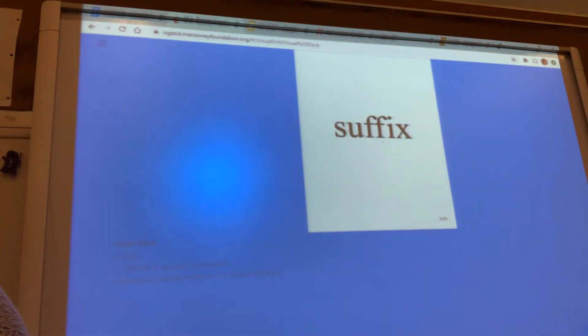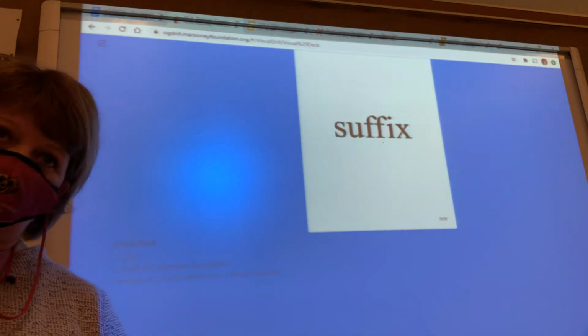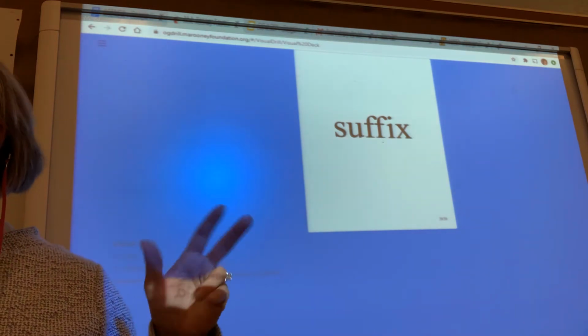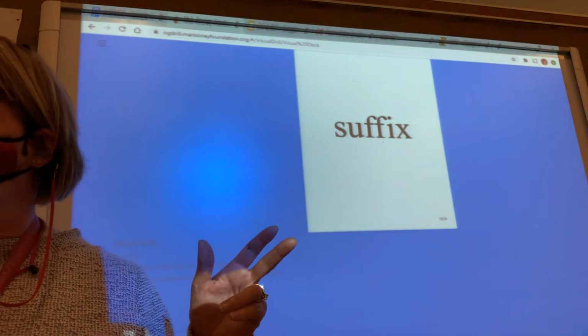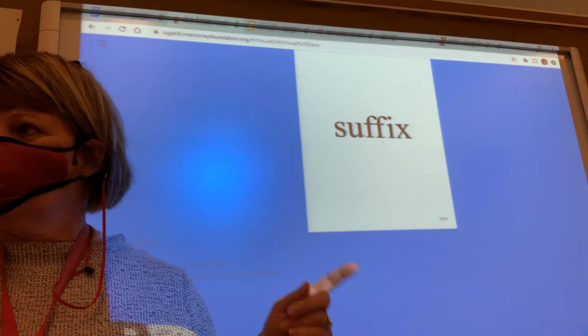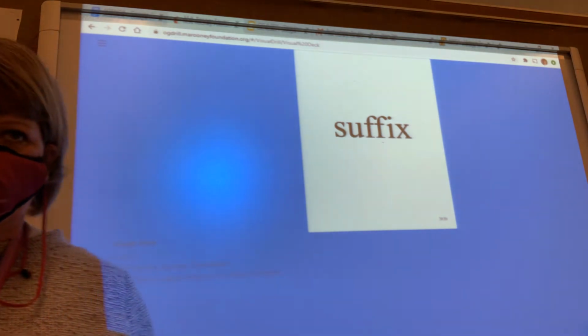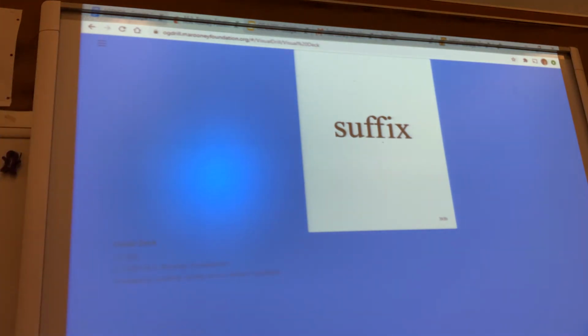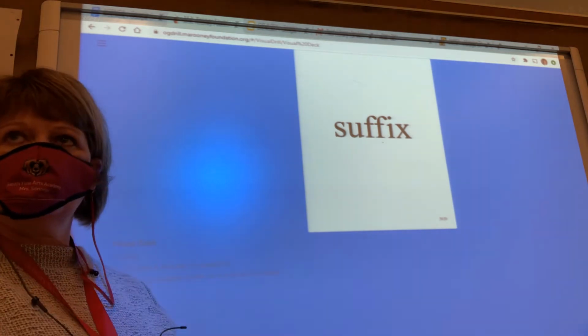And the suffix is what we add to the end of the word that might alter or change the meaning. And that's what we've been working on with es, ed, ing, ly. That's what a suffix is when we add it to the end of a base word.